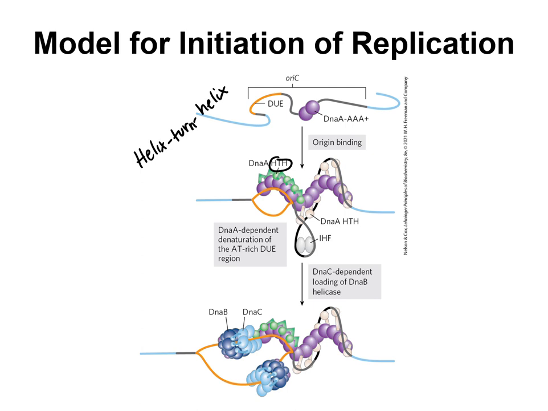So we denature that DUE region, and then we allow for IHF to bind. Then we've got DnaC coming in to join, and it helps to load DnaB on each of the individual strands. So where we're left is we've got this helicase that can help unwind. And we've got all of these DnaA molecules and the addition of all these other molecules that are able to help stabilize this open position.